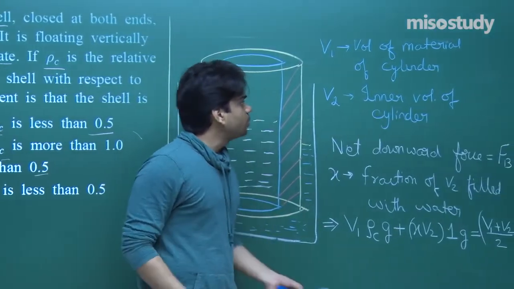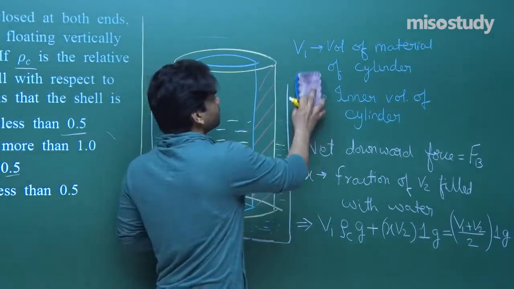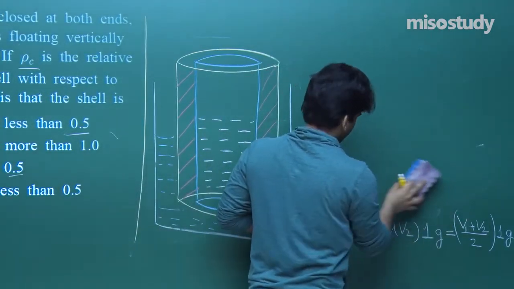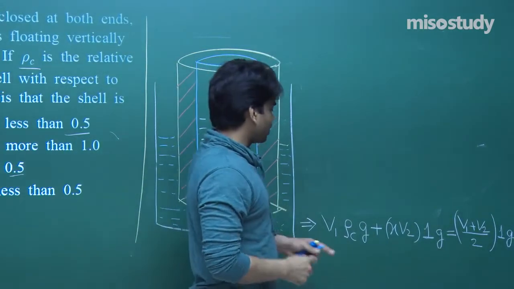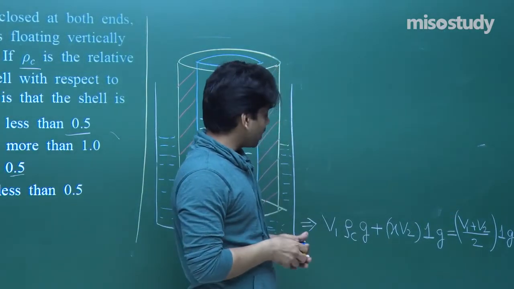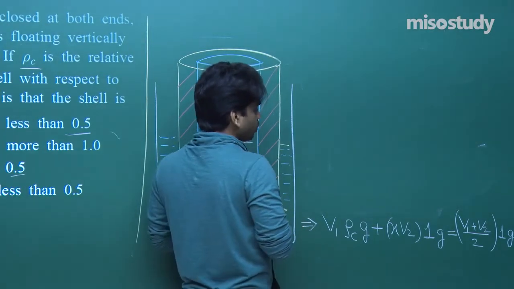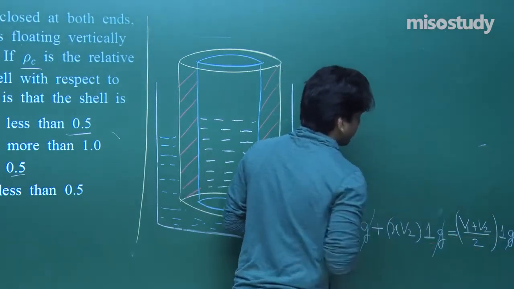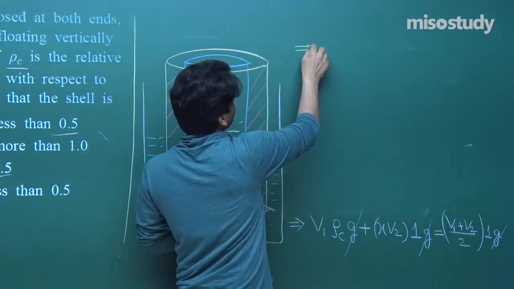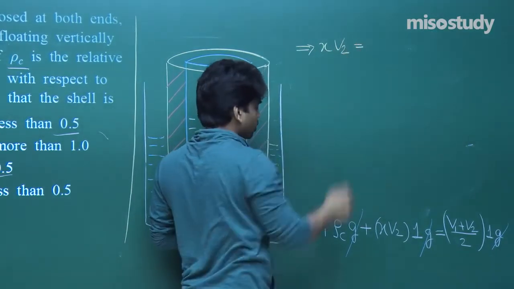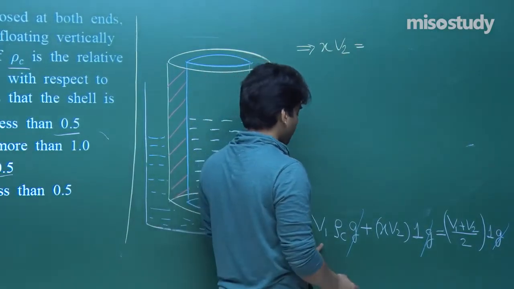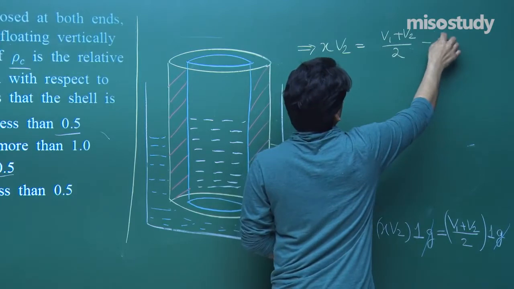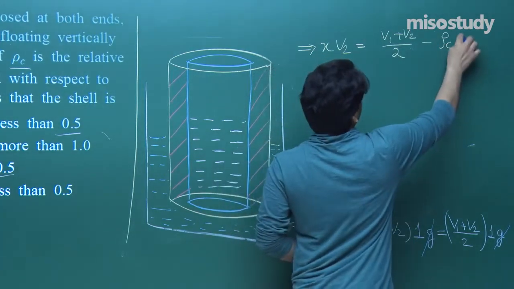What I'm going to do is rub the upper part, which I believe you would have noted down. So let me rub this part and this part also. We need only this equation. We need to comment on x. Let's go ahead and find the value of x. So x into V2 into G, and G is everywhere, so we can cancel it out. We're getting x into V2 is equal to (V1 plus V2) by 2 minus rho c into V1.